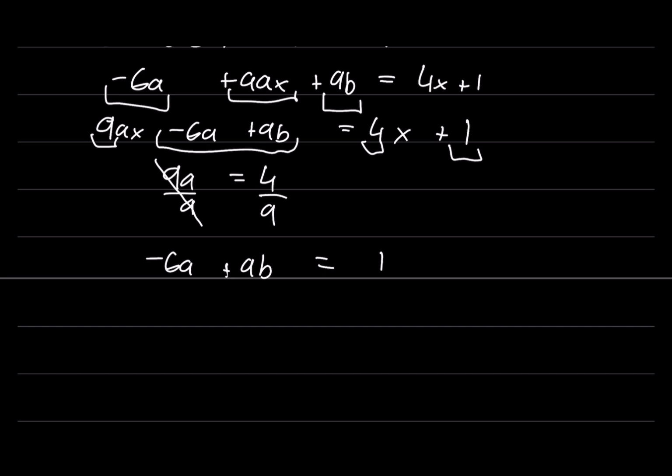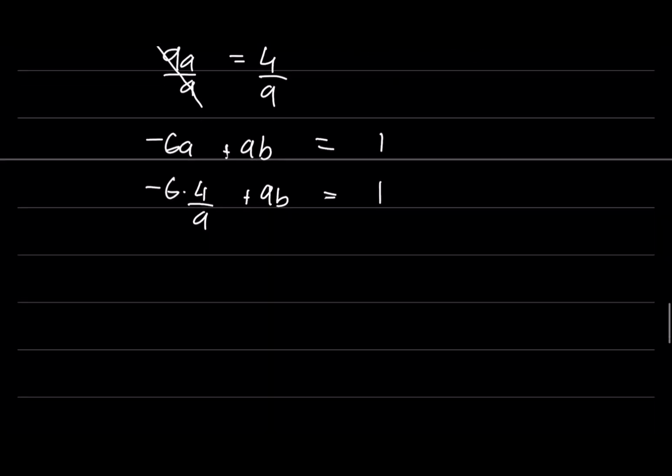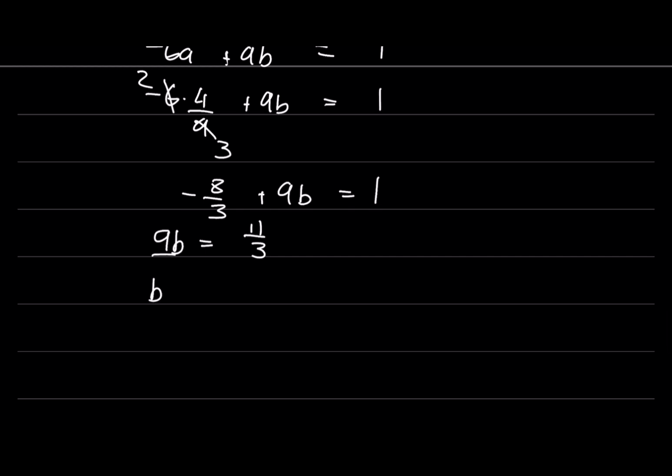Now we know that a is equal to 4 over 9, so we're going to have minus 6 times 4 over 9 plus 9b should be equal to 1. Now 3 into this goes 2 times, 3 into this goes 3 times, so it's going to be 8 over 3 minus 8 over 3 plus 9b is equal to 1. So that means 9b is equal to 8 over 3 plus 3 over 3, 11 over 3. That means that b, when you divide both sides by 9, is equal to 11 over 27.